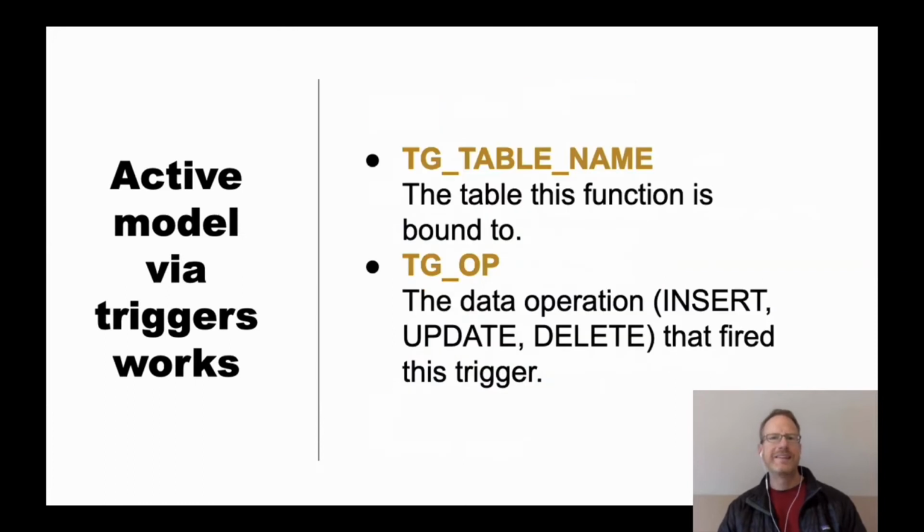The TG table name is a magic constant, so it's the name of the table the function's bound to, and the TG op is the name of the operation which fired when the trigger started.